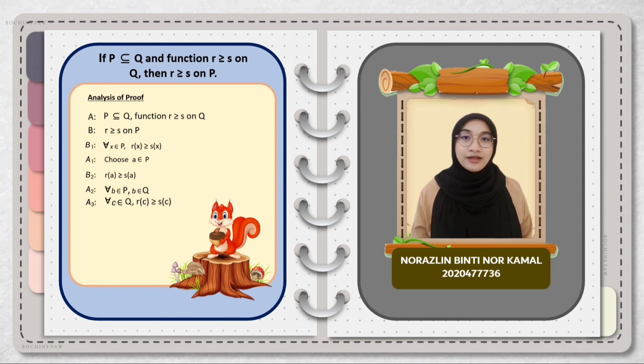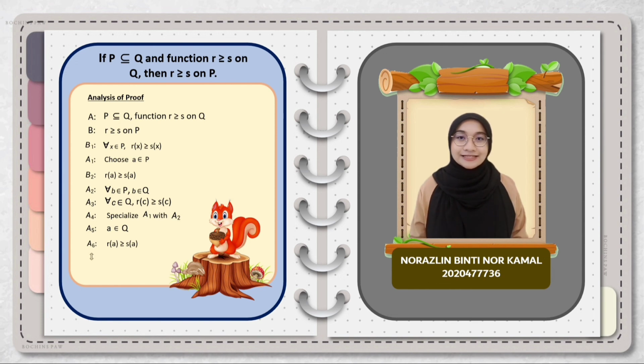Substitute c into x. A4 we can take all the information given and specialize. Specialize A1 and A2 because they have the same property, which is element of P. So we can swap the a value into the b value and we can get A5, a element of Q. So A6 means that R(a) is greater than or equal to S(a). Finally, we can see that A6 is logically equivalent with B2, so it is proven.